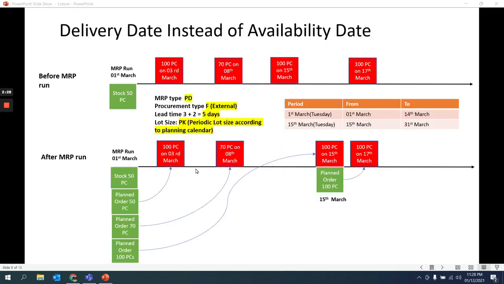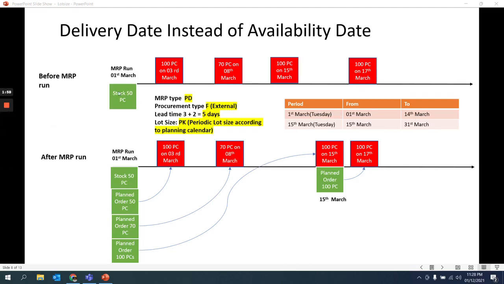Let's take the second scenario, where we are using the period lot size according to the planning calendar. In our planning calendar, we are defining the period from 1st of March to 14th of March. What are the requirements available? Vendor will supply the material on 1st of March. For 15th of March to 31st of March, vendor will fulfill the requirement on the 15th of March.